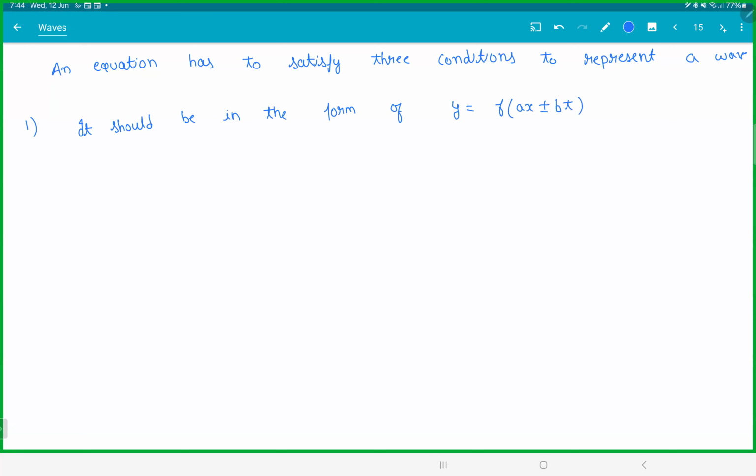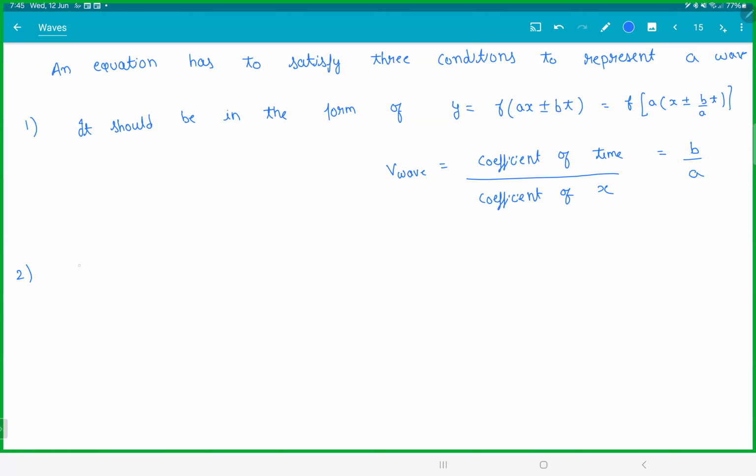You can have anything. And here, if you take out that a common, you'll get x plus or minus b by a t. So v wave here is the coefficient of time by the coefficient of position. Meaning if you take out that a common, you get x plus or minus b by a t. So now it looks like f of x plus or minus vt. The coefficient of position is b by a.